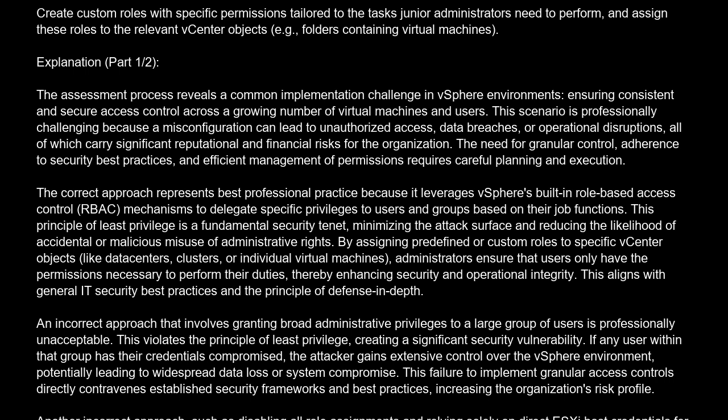An incorrect approach that involves granting broad administrative privileges to a large group of users is professionally unacceptable. This violates the principle of least privilege, creating a significant security vulnerability. If any user within that group has their credentials compromised, the attacker gains extensive control over the vSphere environment, potentially leading to widespread data loss or system compromise. This failure to implement granular access controls directly contravenes established security frameworks and best practices, increasing the organization's risk profile.